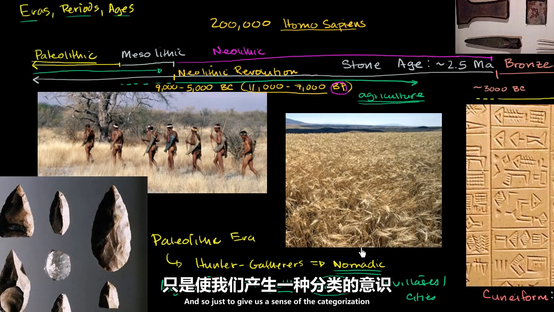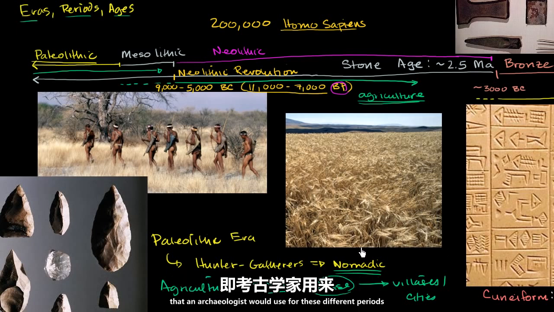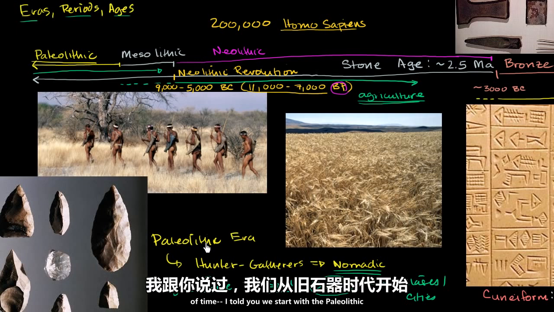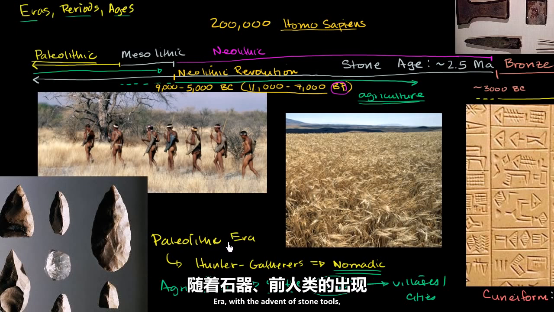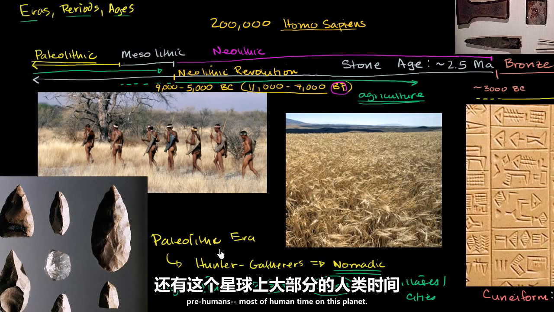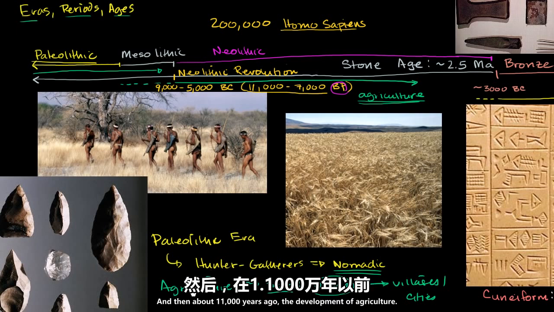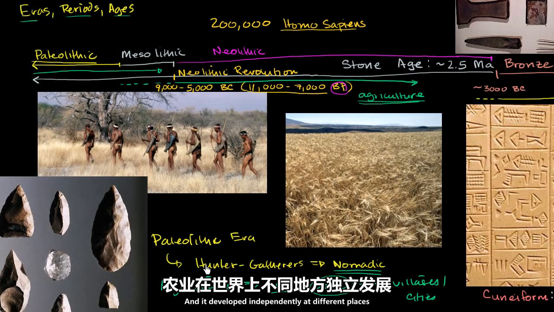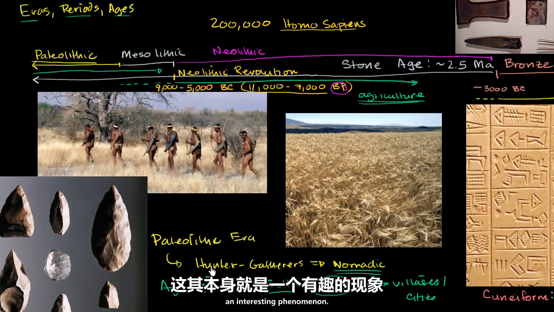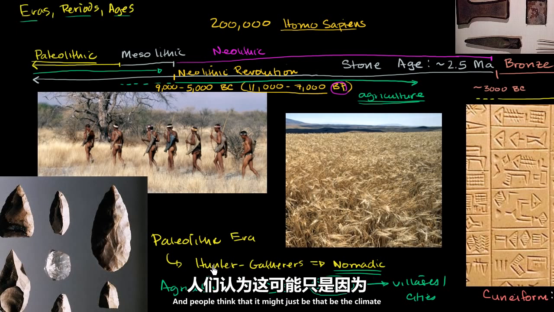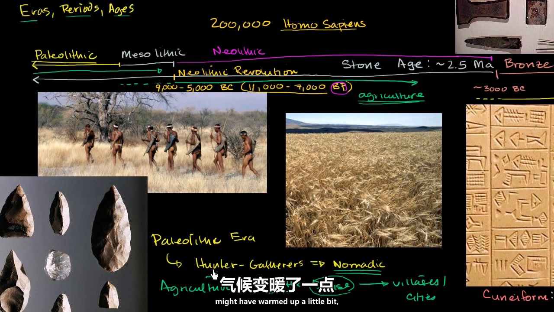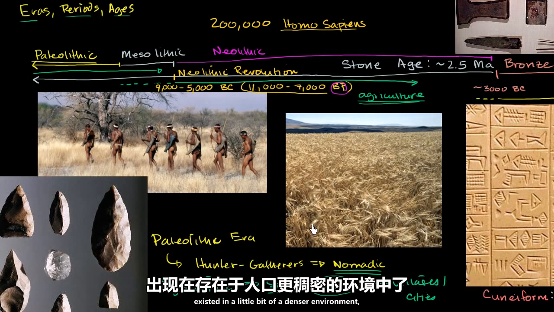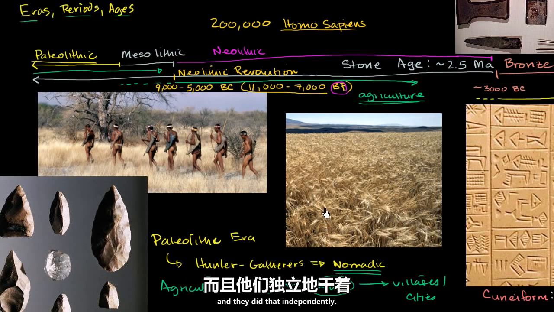And so just to give us a sense of the categorization that an archaeologist would use for these different periods of time, I told you we start with the Paleolithic era, with the advent of stone tools, pre-humans, most of human time on this planet. And then about 11,000 years ago, the development of agriculture. And it developed independently at different places around the world, which is by itself an interesting phenomenon. And people think that it might just be that the climate might have warmed up a little bit, so that maybe naturally there were some human edible crops that existed in a little bit of a denser environment, and humans learned to optimize that slowly, and they did that independently.